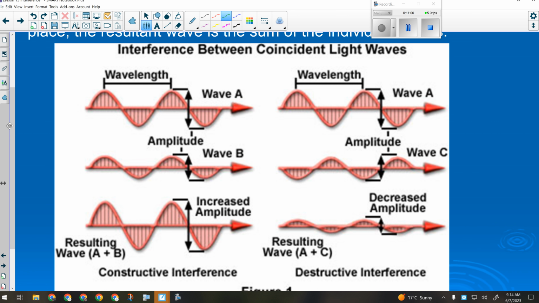So this is going to be complete constructive interference, okay? And we're going to get increased amplitude as our resulting waveform. In this situation, this is going to be destructive interference because they are completely out of phase. When one is down, the other is up. But they don't have opposite amplitudes, so it's not completely going to cancel, but it's certainly going to be diminished.